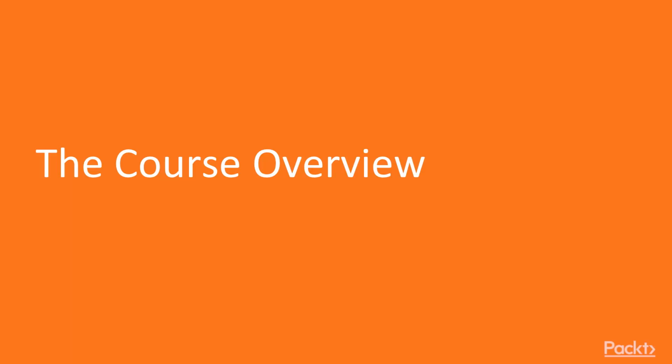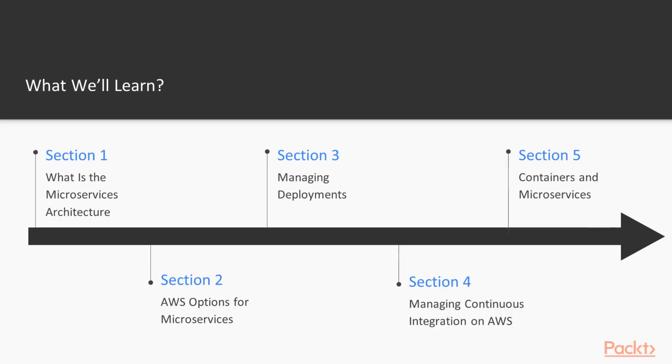So let's take a look at the course overview. So what are we going to learn? So firstly, we're going to learn the basics of the architecture of microservices-based applications. We're then going to look at the different options available from AWS for creating microservices-based applications. We're then going to look at managing deployments. We're going to look at understanding continuous integration. And then finally, we're going to look at the Elastic Container Service that's available from AWS.